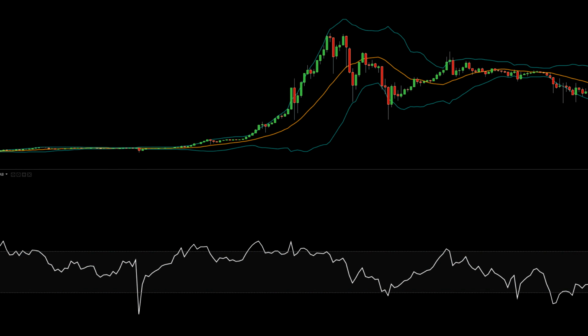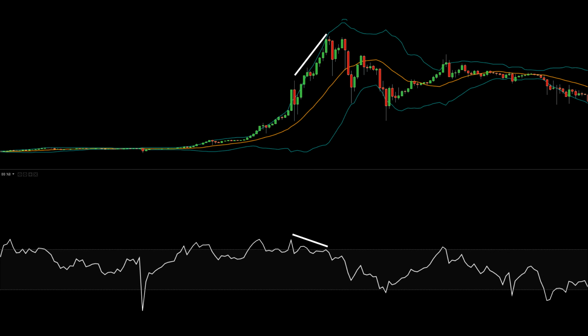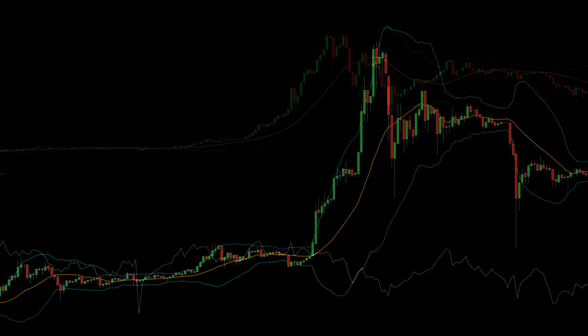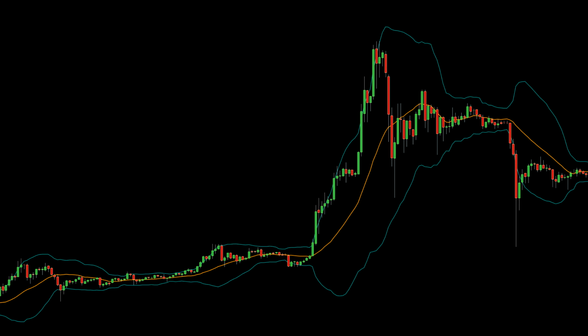Hidden divergences can also be observed using indicators such as the percentage B. When observing the price making new highs and lower strength moves in the percentage B is an indication of trend weakness. These methods are the most popular ways of interpreting the bands, but this list is not exclusive. There are many ways to use them alone and with support of other indicators.